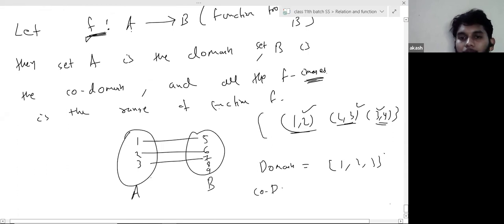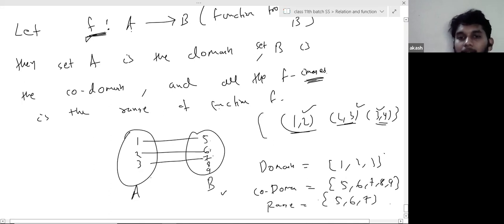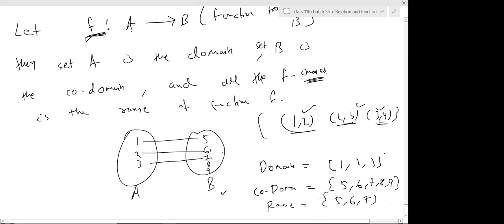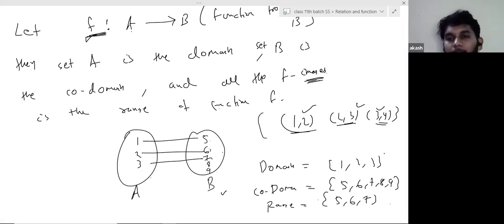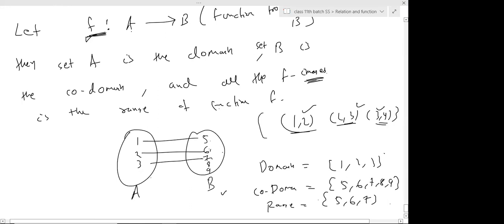Codomain is 5, 6, 7, 8, 9. The whole set B is the codomain. The range is 5, 6, 7 only, all the images. All right, Fahad? Yes. So whenever you try to find the range, just find all the ordered pairs. If you write down all the ordered pairs, then the images would be the range. All right? Yes. Note it down also.